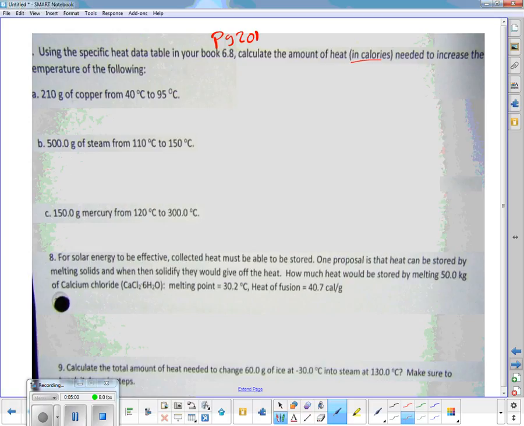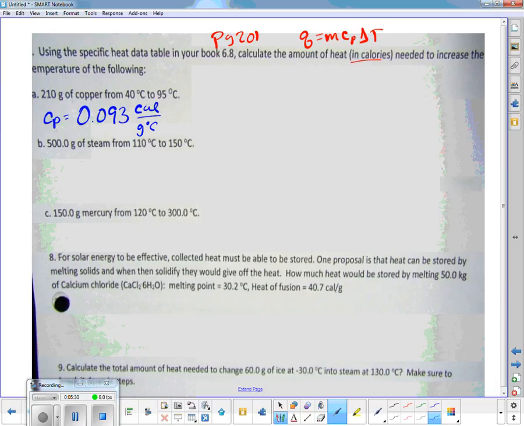So we're looking for a specific heat. And if I go through the equation here, the amount of heat, Q equals m Cp delta T. So for the first one, we need to get the specific heat out of the book for copper. The specific heat for copper, if I'm looking it up here, is 0.093 calories per gram degree Celsius.